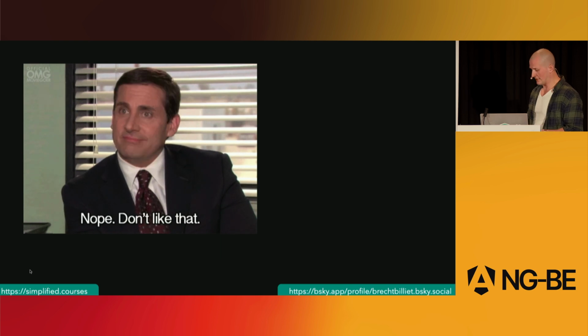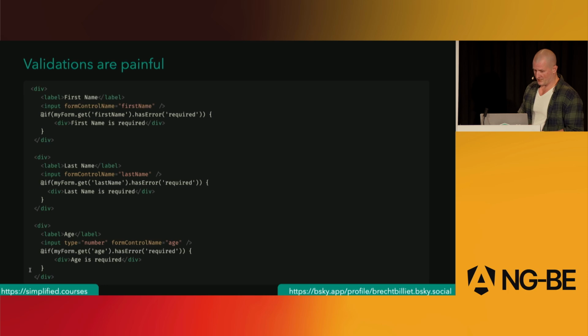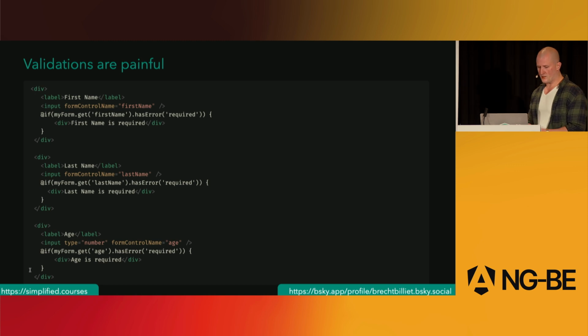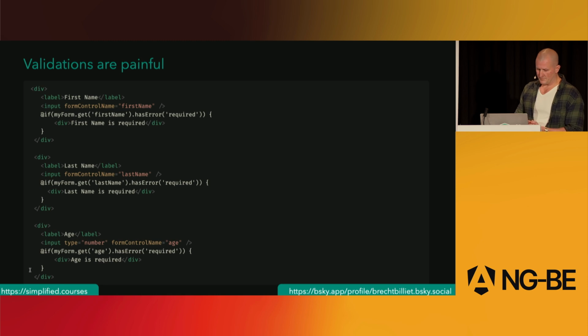I don't like that. I never did. Probably never will, because they're kind of painful. You have this has error thing, and then you need to manually say, okay, if this is an error, then show this. If that error is there, then show that. It boils down to some boilerplate code, and I like to have things automated.